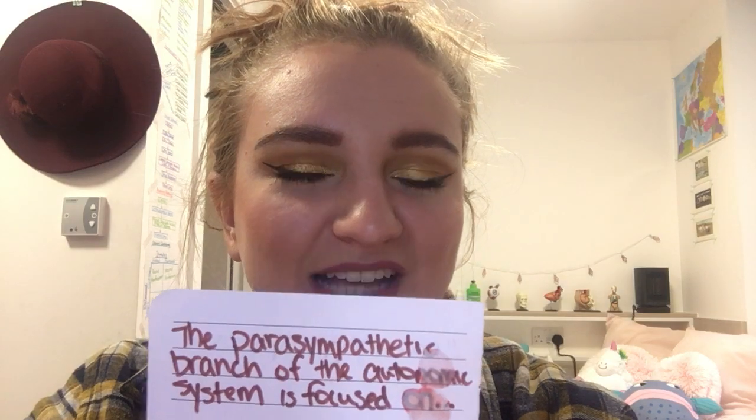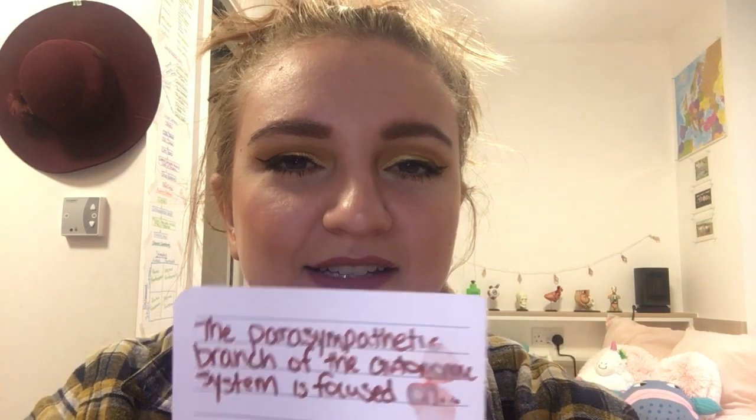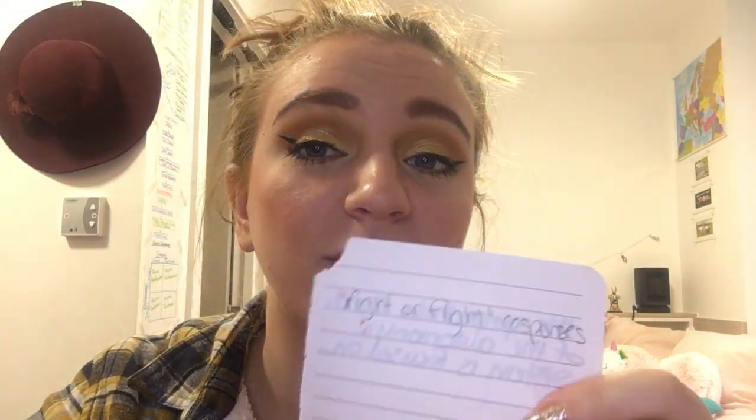The parasympathetic branch of the autonomic nervous system is focused on, which one is this? It's one of the rhymey ones. So the parasympathetic is the rest and digest responses, we call it. The sympathetic branch of the autonomic nervous system is focused on, another rhyme. So the sympathetic is the fight or flight.